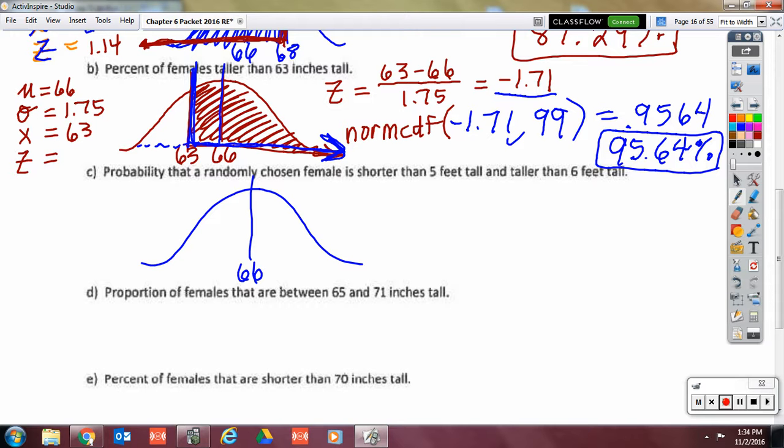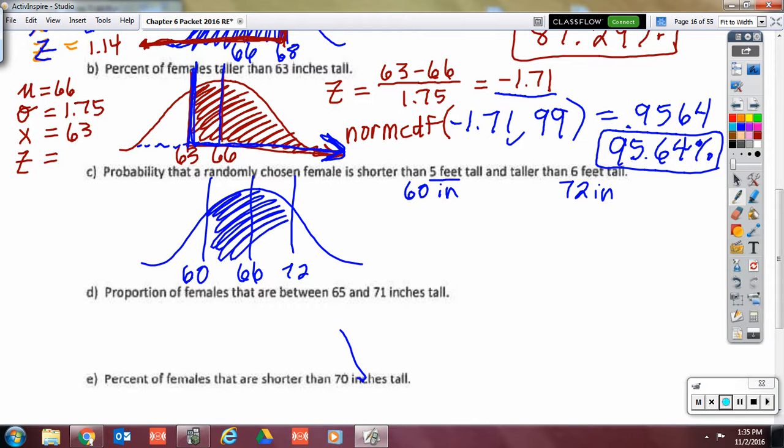Okay, how am I going to put that here on my picture when my mean is 66? My mean is 66 inches. So I'm thinking I got to turn this feet into inches. Good. So I'm at 60 inches and 72 inches. So I'm going to draw them here: 60 inches, 72 inches, and I want to know the area in between those two things.